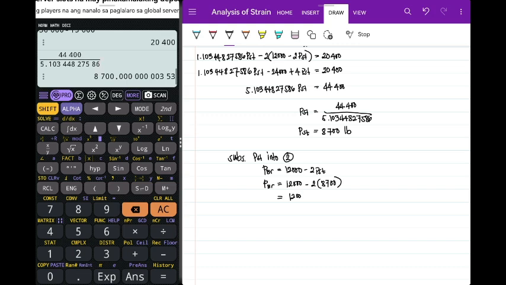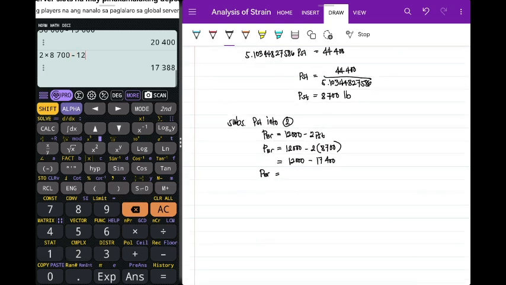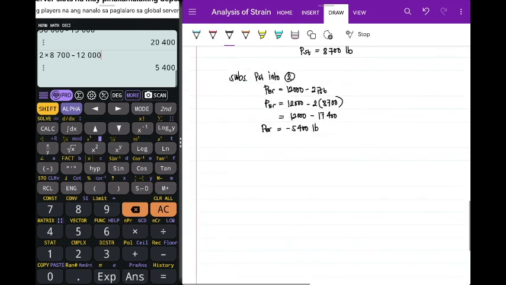Then after calculating our P sub ST, which is 8,700, we can now substitute that value into our second equation, which is P sub BR is equal to 12,000 minus 2 P sub ST. If we do substitute, we will be given positive 5,400. Oh, sorry, that's negative 5,400 because what I did in the calculator, it's the opposite.